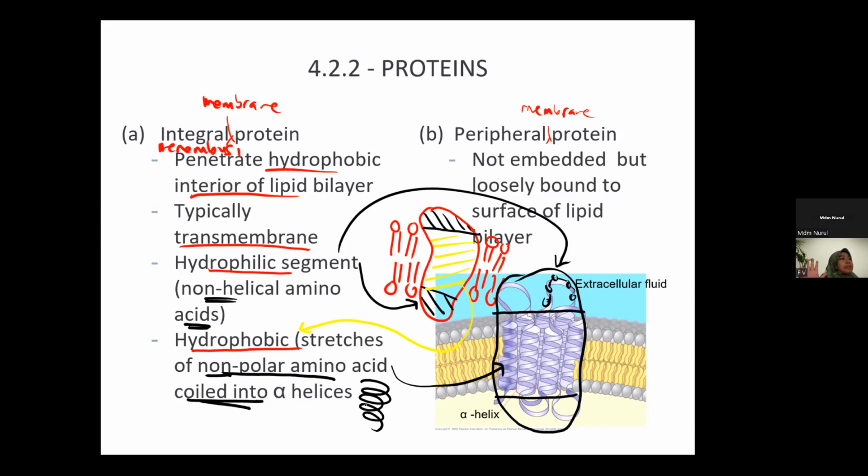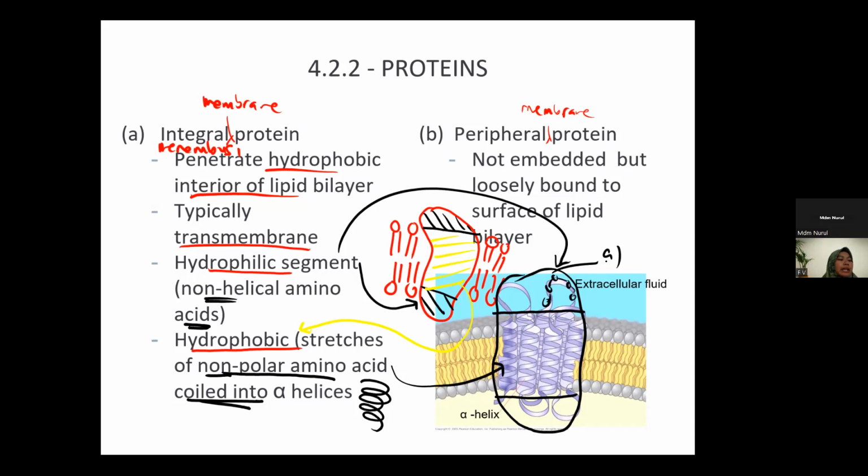Questions? Tak ada. So soalan mungkin tanya, which of the following is true about, contohlah dia label kat sini, Segment A. So you kena ingat, segment A ialah hydrophilic segment of the protein. It is made of non-helical amino acid. Okay? Boleh?